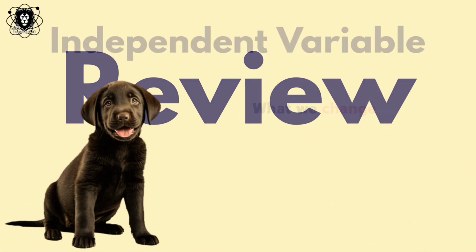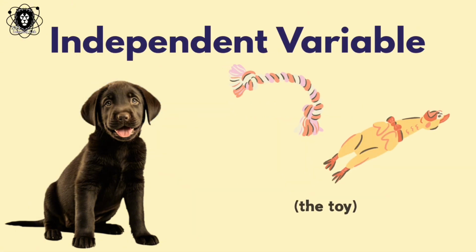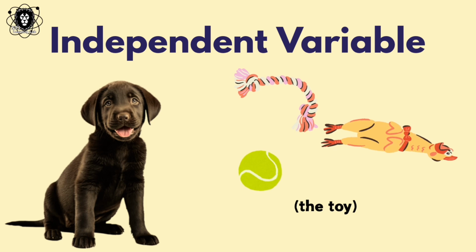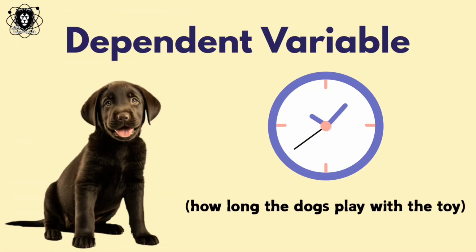Let's review. The independent variable is what we change. So in our example, it is the dog toy. The dependent variable is what we measure. The data we collect will be how long I play with the toy.